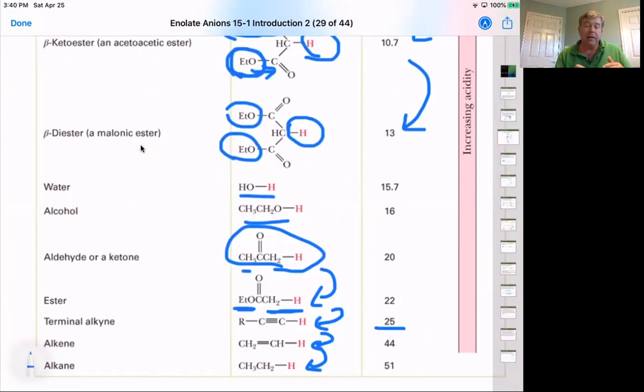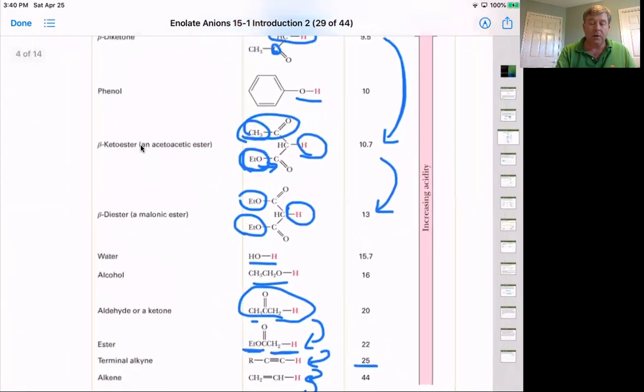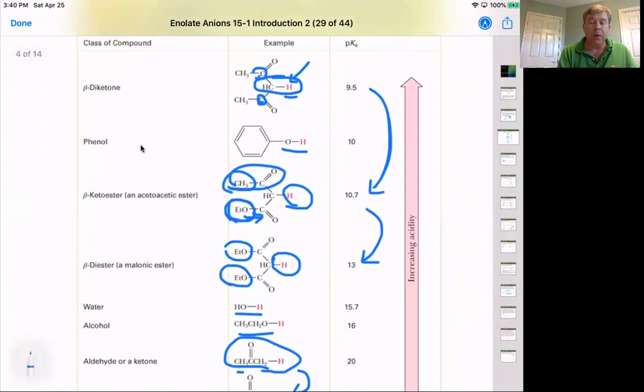And by taking away the electron donating groups found in esters, we can increase the acidity of the system such that when we get to this diketo compound, that becomes the most acidic alpha proton we can get.